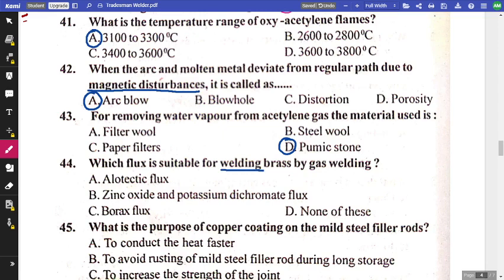Which flux is suitable for welding brass by gas welding? The options: eutectic flux, zinc oxide and potassium dichromate flux, borax flux, and none of these. All of us are familiar with this: we use borax as the flux for welding brass.